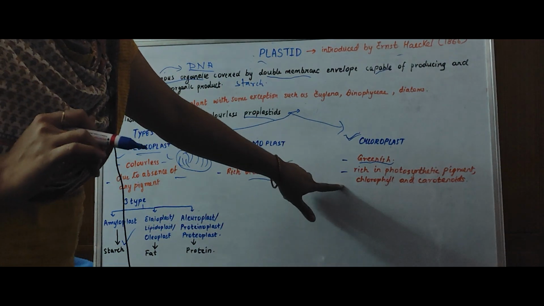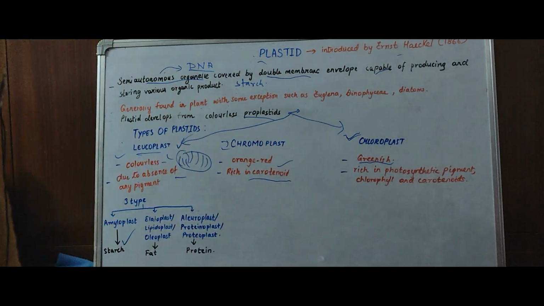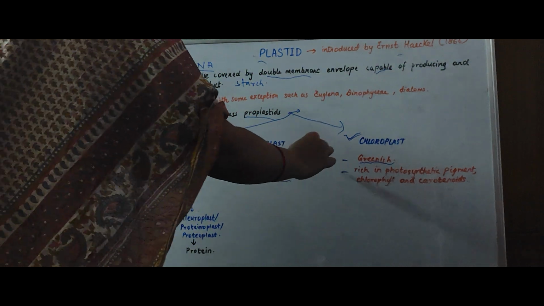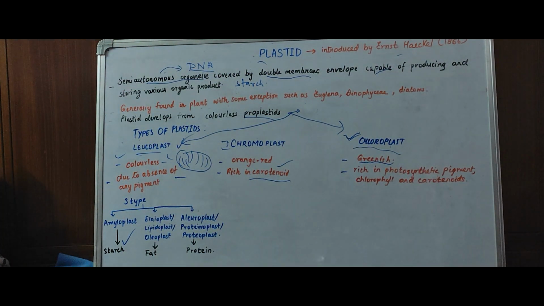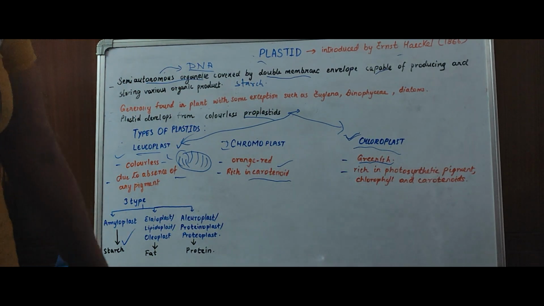Next is chloroplast. We will study chloroplast in detail as it is important. For now, you can understand it is also a kind of plastid organelle which is green in color, and it contains chlorophyll and carotenoid. So this was about plastid today. It was a short introduction of plastid. Now the next video will be on chloroplast. Thank you.